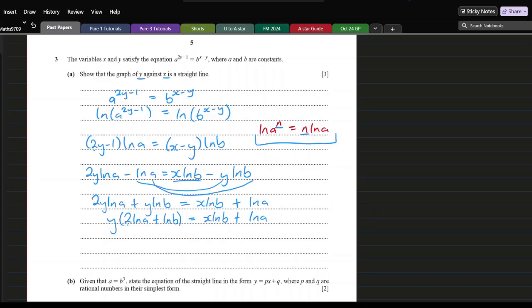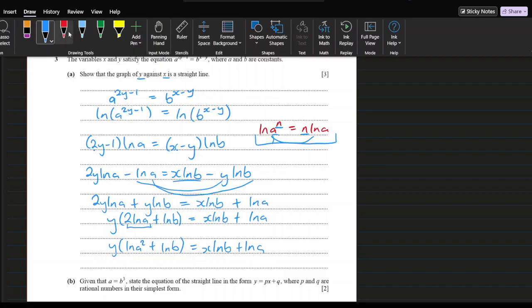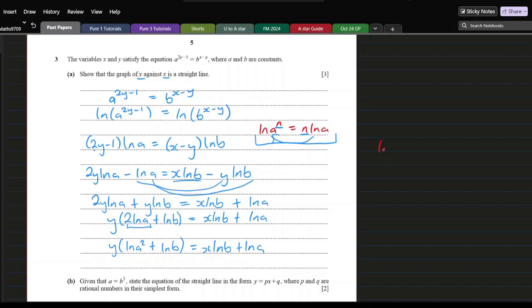And then for the 2 ln a here, we can use this law of logarithm but in reverse. So 2 ln a becomes ln a squared, so that's y times ln a squared plus ln b is equal to x ln b plus ln a. And then at this point we are going to use the law of logarithms that says ln a plus ln b can be written as ln a times b.